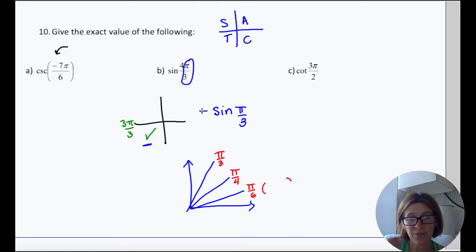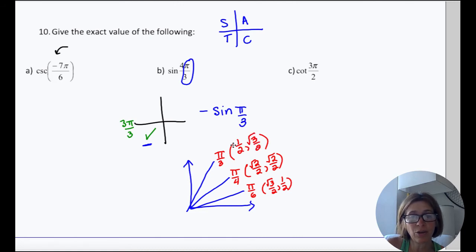So we've got root 3 over 2, 1/2, root 2 over 2, root 2 over 2. Hopefully you made that change in your note packet because I think there was a typo. And then 1/2, root 3 over 2.